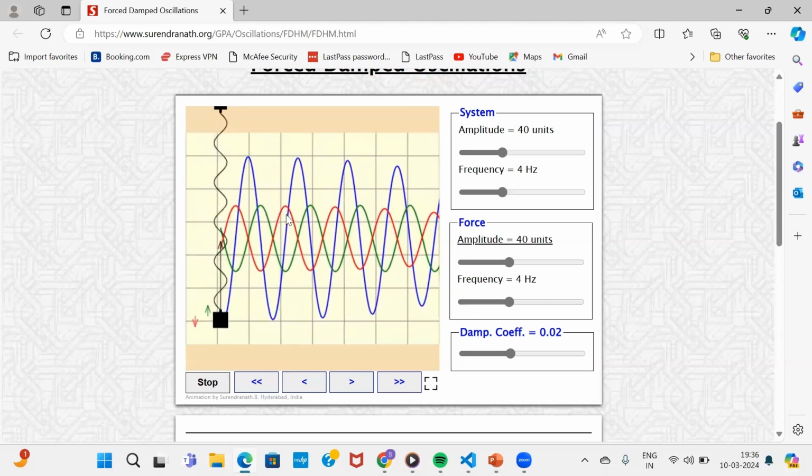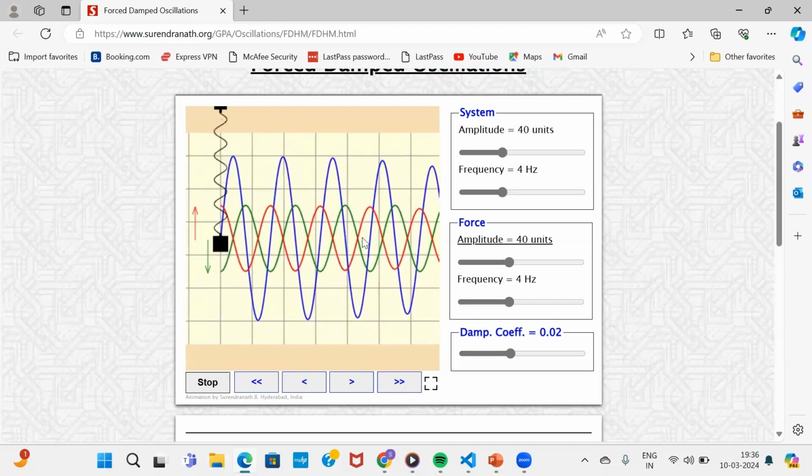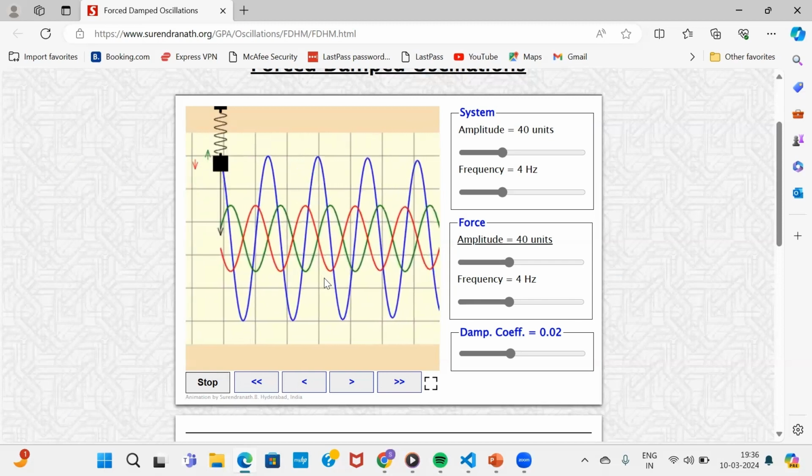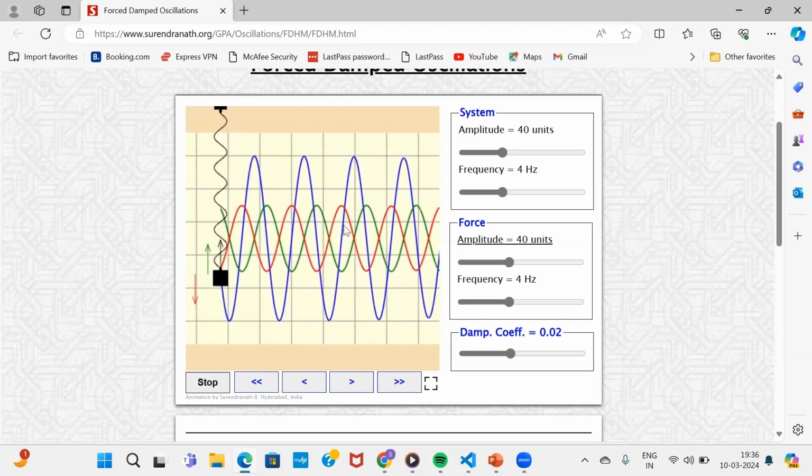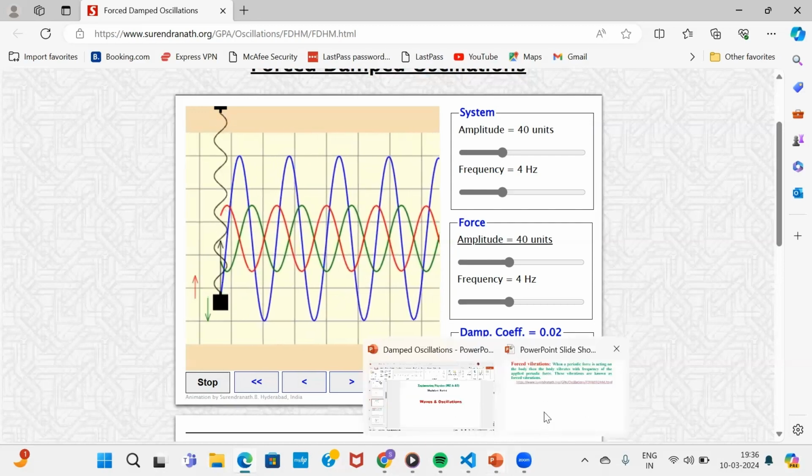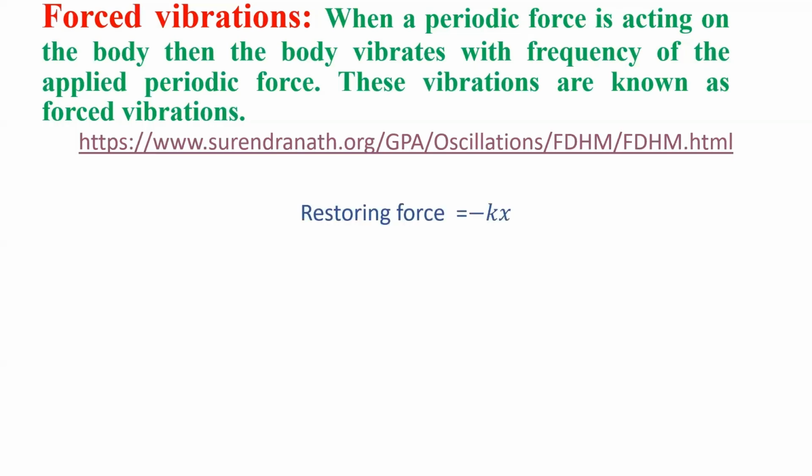So at that time I may not show this figure. That's why I'm showing this figure now only, so that it can be analyzed during the discussion of this concept here. So now in case of forced oscillations, there are three forces acting.